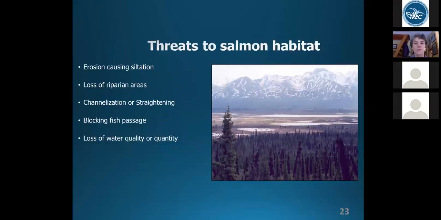So there's all different kinds of threats to the watersheds the salmon are in, the habitats that they use, and some of those can be erosion, which causes siltation, loss of riparian areas, channelizing or straightening streams, which takes out some of the pools and other feeding areas that the young fish need. Blocking fish passage is a big issue everywhere. And then loss of water quality or quantity, and that can happen for a variety of reasons. Next, please.